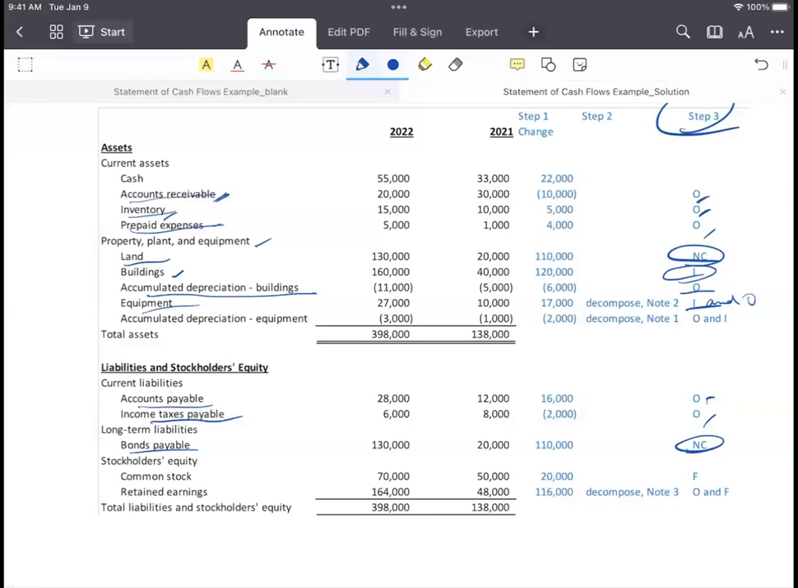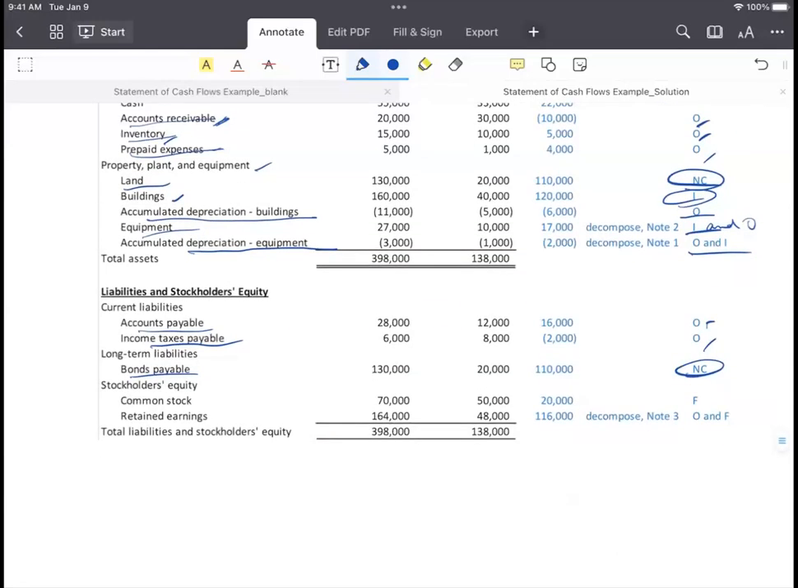That is 100% driven by the depreciation expense, which needs to be added back in the operating section of the cash flow statement. And for accumulated depreciation of equipment, part of it is depreciation, and part of it is because of a disposal of the equipment. Common stock is a financing activity. And retained earnings, as we have done the decomposition: the net income part is operating, and the dividend payment is financing.